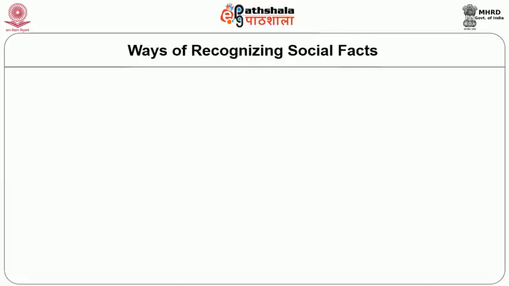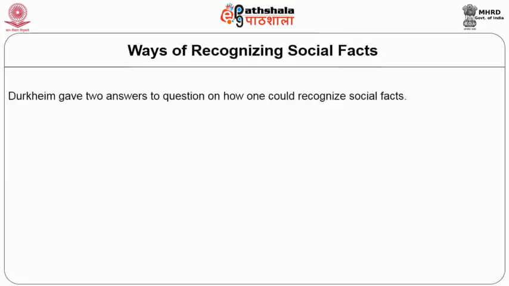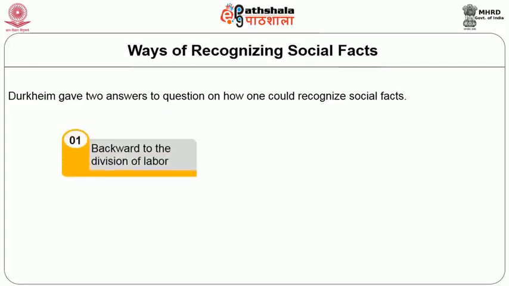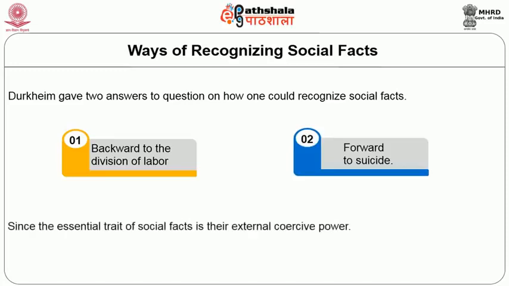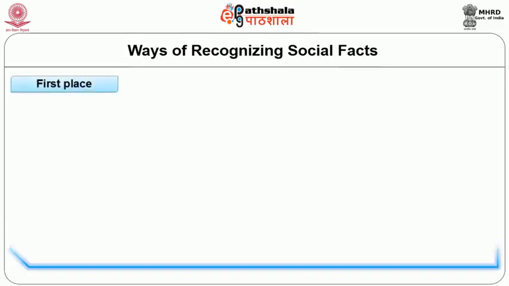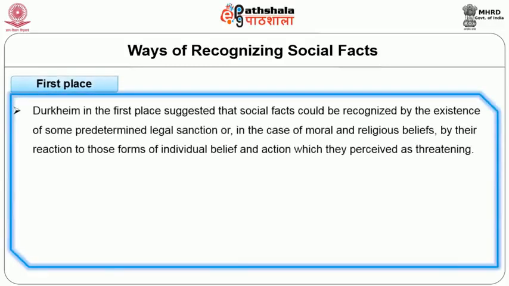Ways of recognizing social facts. Durkheim gave two answers to the question of how one could recognize social facts. One pointed backward to the division of labor, and the other pointed forward to suicide. Since the essential trait of social facts is the external coercive power, Durkheim in the first place suggested that social facts could be recognized by the existence of some predetermined legal sanction, or in the case of moral and religious beliefs, by their reaction to those forms of individual beliefs and actions which they perceived as threatening.